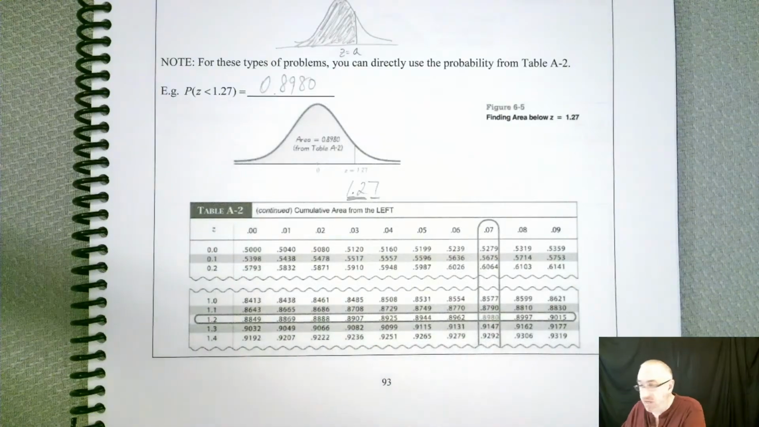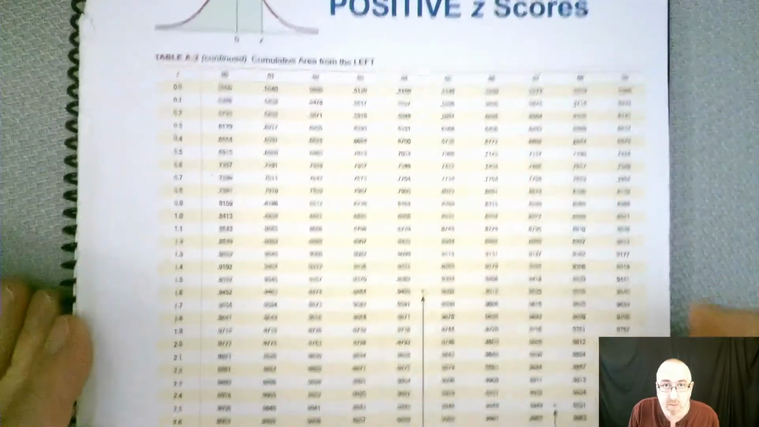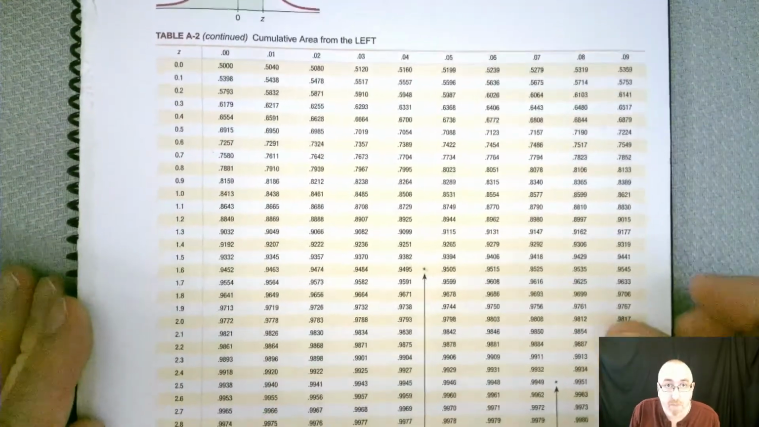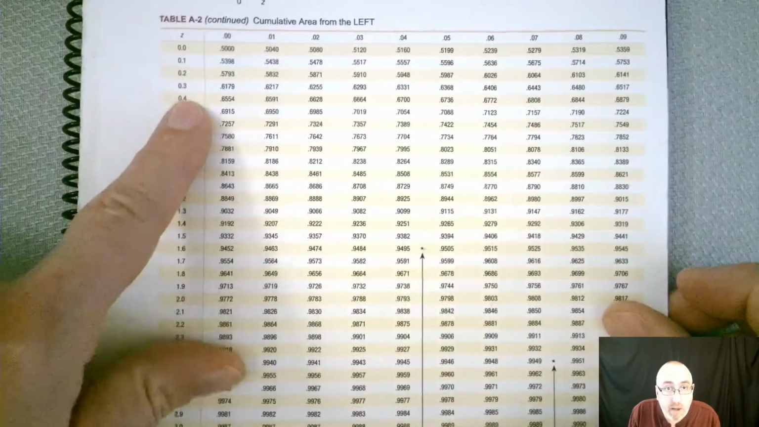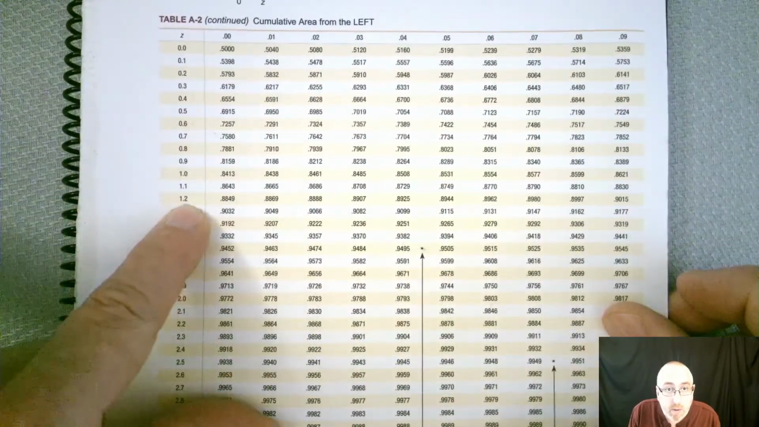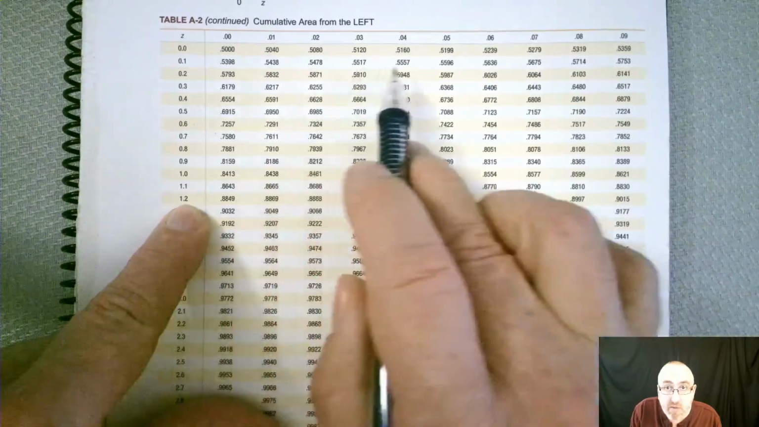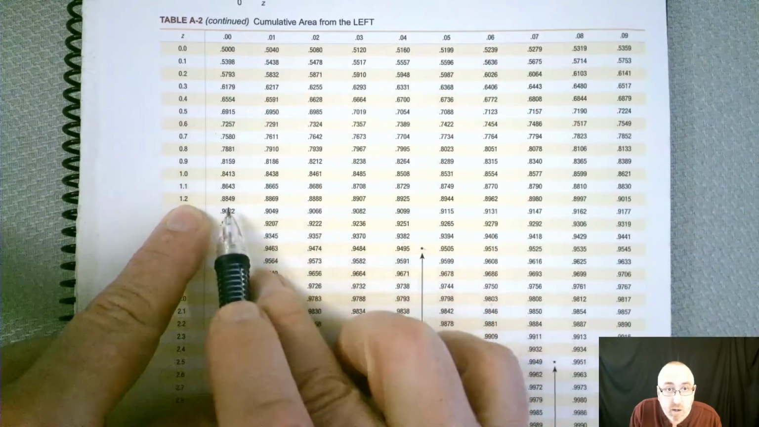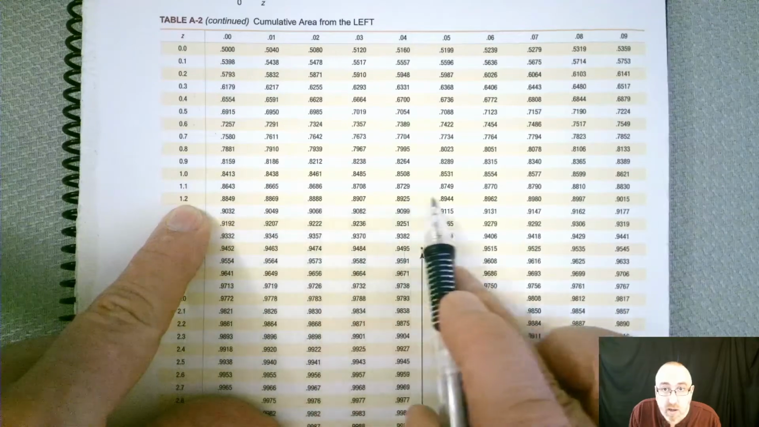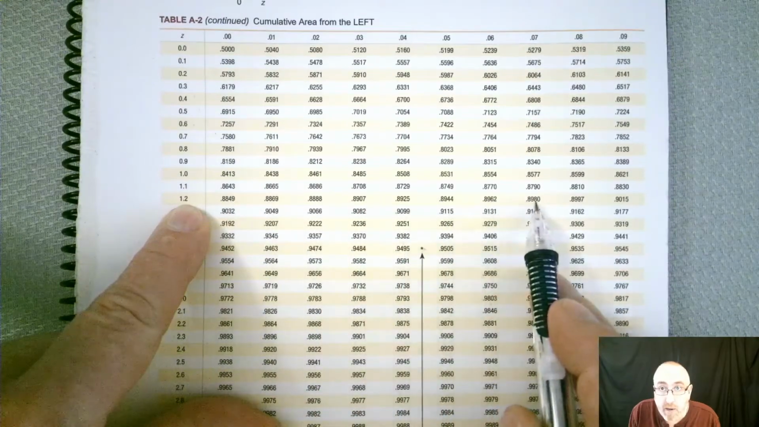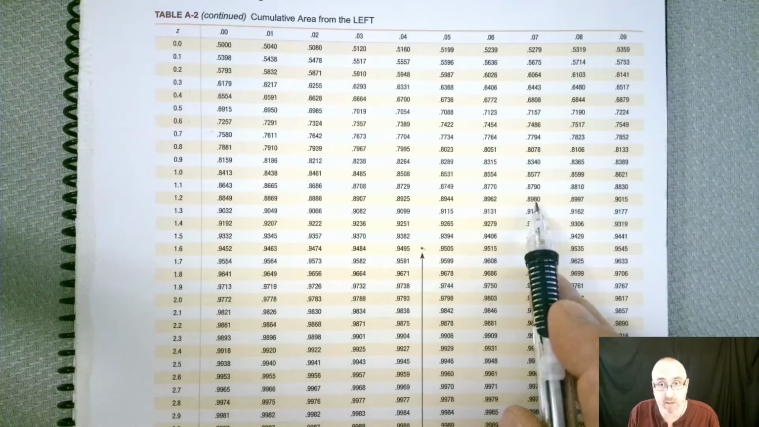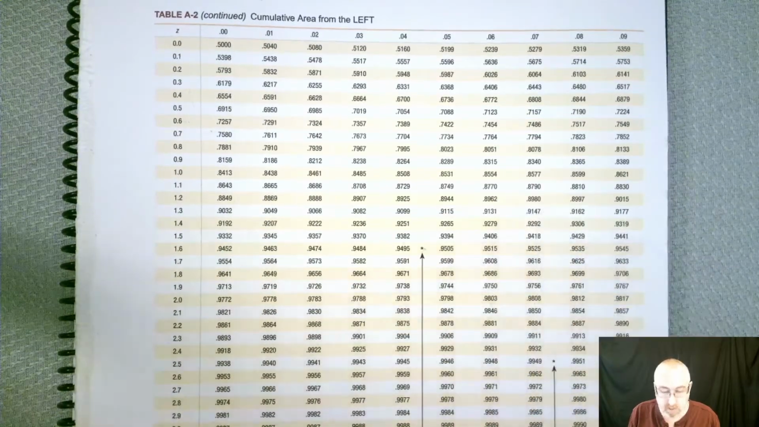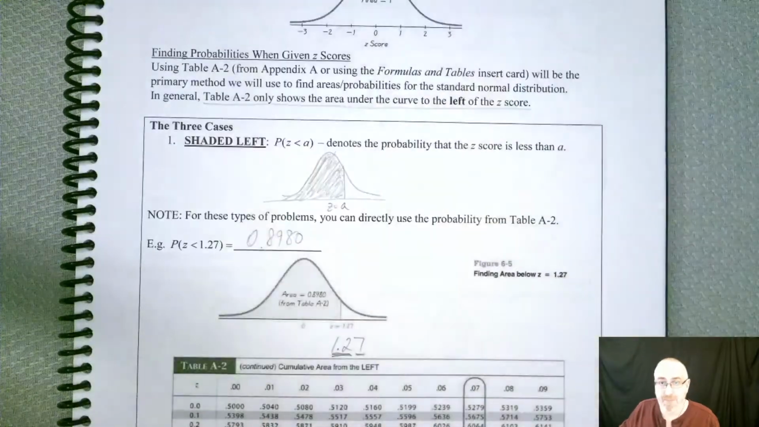So just to see it from the whole table perspective. So here's the whole table. And so now let's do it again. So we need to go all the way down to 1.2, and then we need the 7. So we're just going to cross-reference it down, and then here we are underneath the 0.07. So again, the 7 is the second decimal place. So 0.8980, and there's our answer. Done.